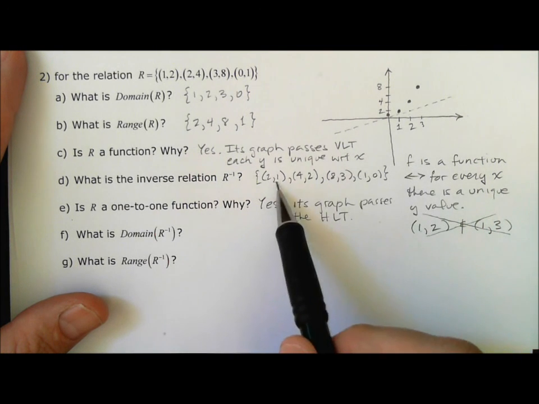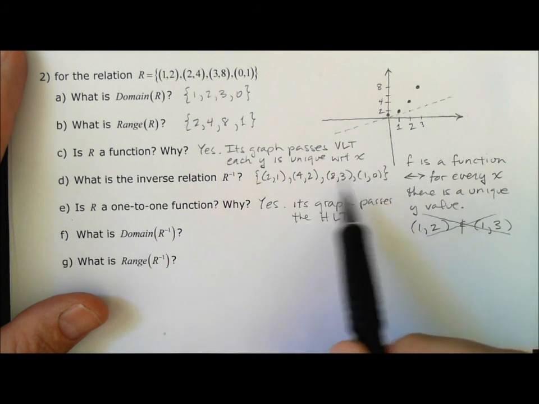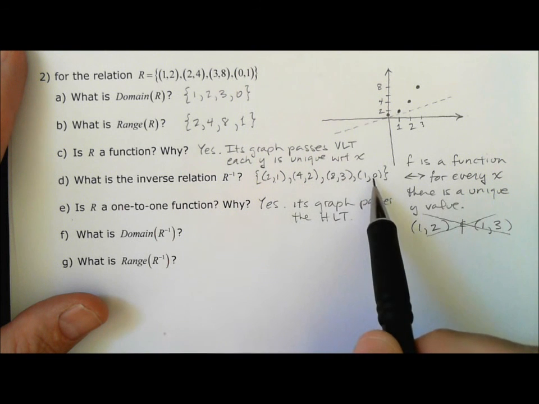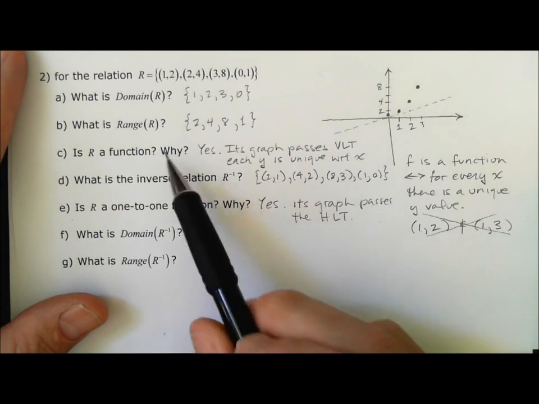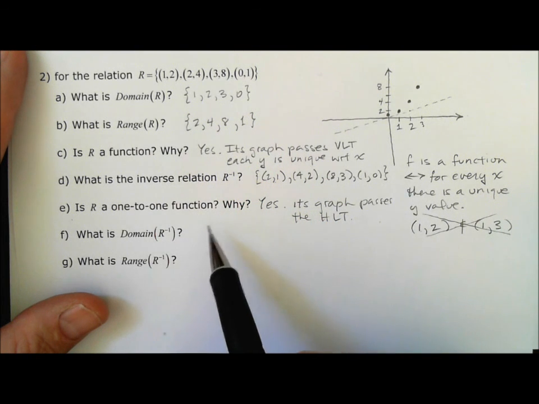Or you could notice that the inverse is itself a function. And if the inverse is a function, then it and the original function are both one-to-one.